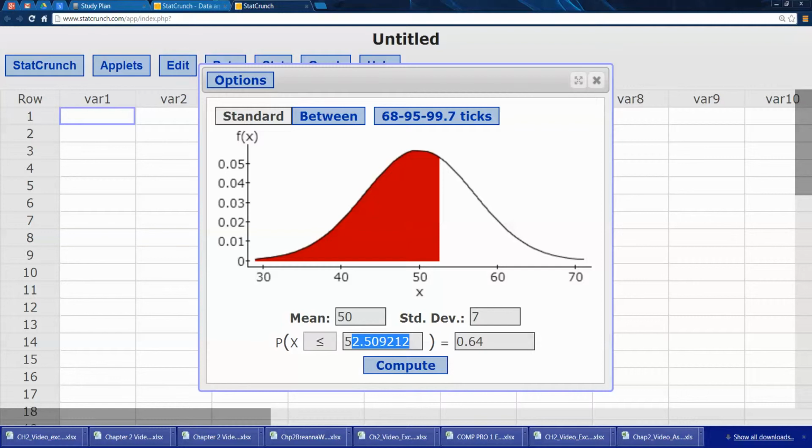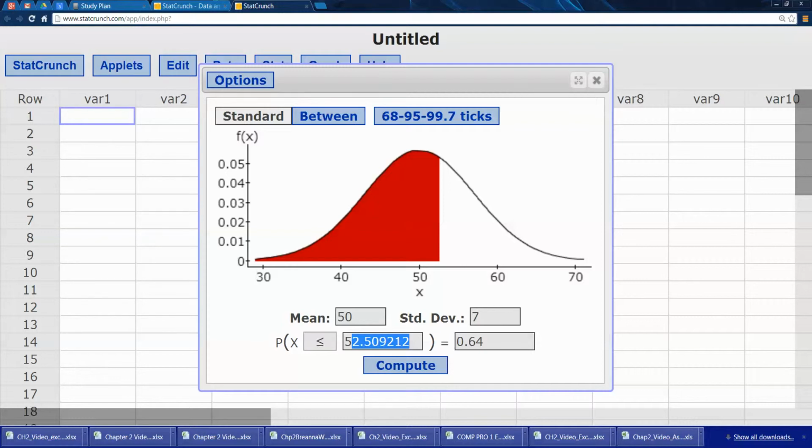See how this is 50, so this is 52.5. Right there is where that line falls. This horizontal line is your number line, so 52.5 is where that vertical line is falling. And the area to the left of that is 0.64.